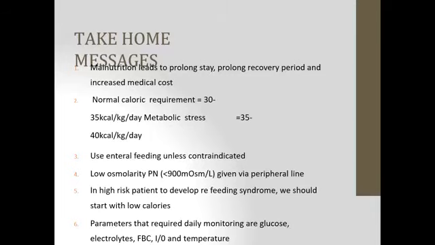So the take home message is that malnutrition leads to prolonged stay, prolonged recovery time, and increased medical cost. The caloric requirement is increased to 30 to 35 kilocalories. Use enteral feeding unless contraindicated, and low osmolarity peripheral nutrition. In high risk patients who may develop refeeding syndrome, we should start with low calories. Parameters that require daily monitoring are glucose, electrolytes, fasting blood sugar, intake output charting and temperature.